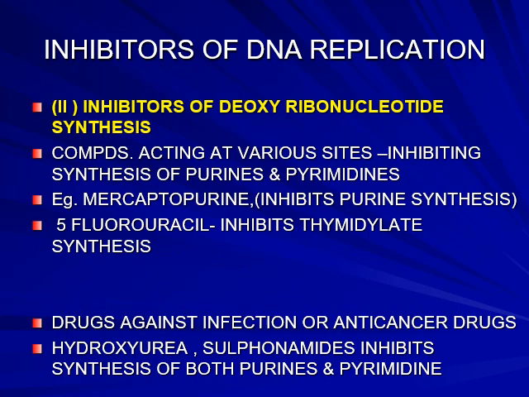Now certain others are inhibitors of deoxyribonucleotide synthesis. They act at various sites, inhibiting the synthesis of purines and pyrimidines. For example, mercaptopurine, which inhibits purine synthesis, and 5-fluorouracil, which inhibits the synthesis of thymidine. Now, certain drugs which are used against bacterial infection or anti-cancer drugs can also act as inhibitors of DNA replication. Examples are hydroxyurea and sulfonamides. They also inhibit the synthesis of purines and pyrimidines.